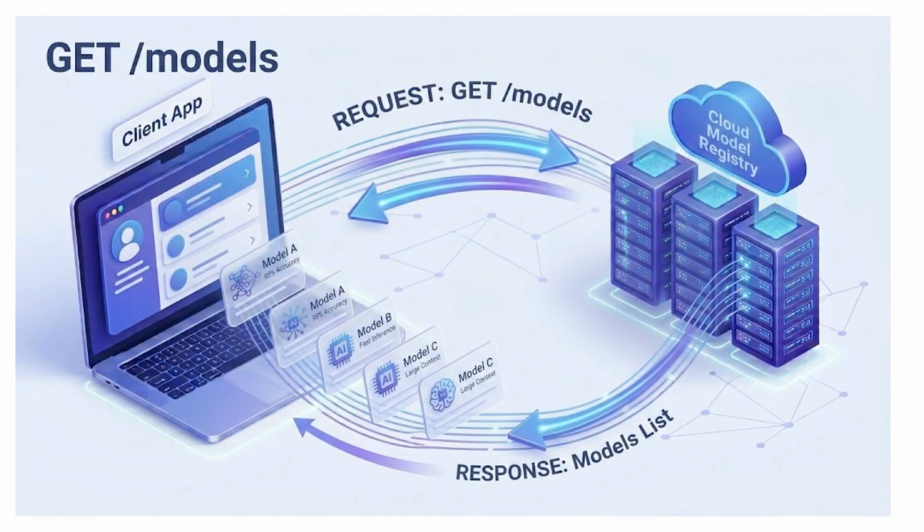Now let's look at another example of the GET method. Imagine that our application wants to know which AI models are available. The client sends a request, GET /models. The API server receives the request and checks its model registry. It then returns a list of available models back to the client application.